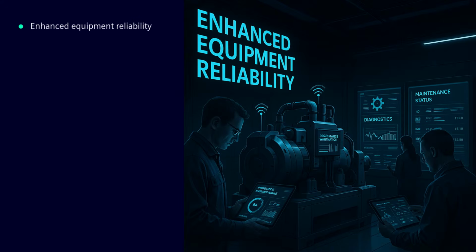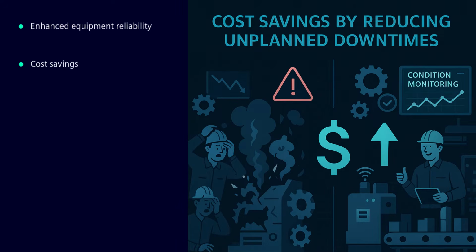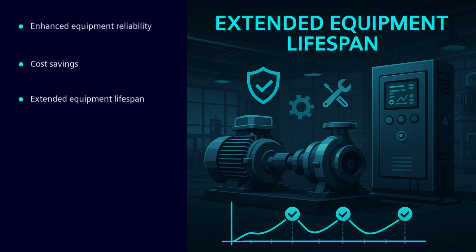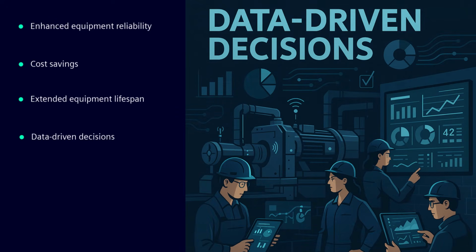Enhanced equipment reliability to minimize unexpected downtime and to keep your production line running smoothly. With knowing the health of your equipment, you can achieve cost savings by reducing unplanned downtimes. Extended equipment lifespan by regular monitoring and knowing when to do timely maintenance. Data-driven decisions with valuable data on the performance and health of your machinery.